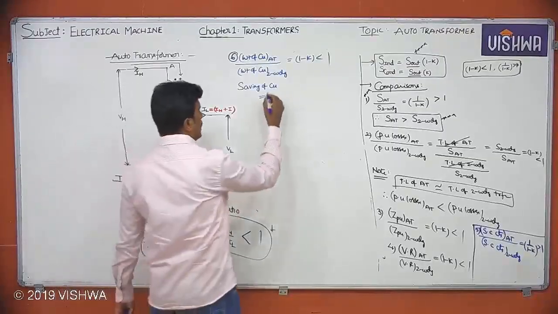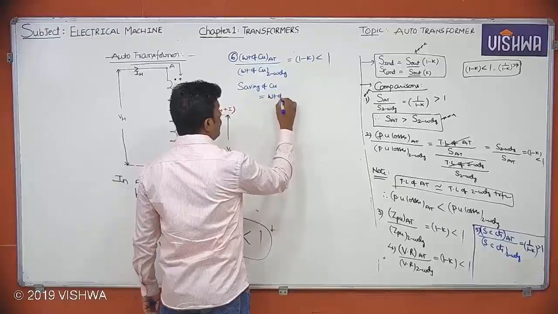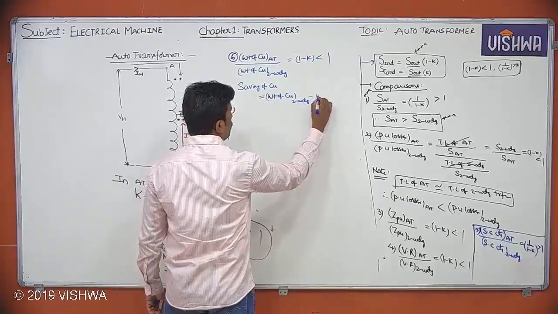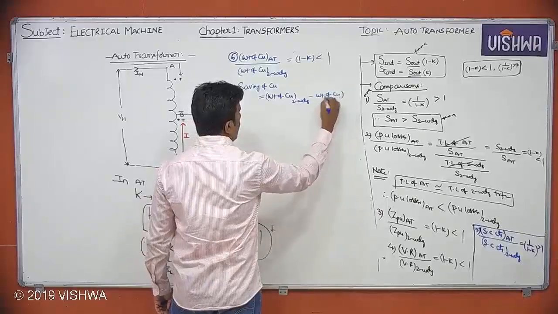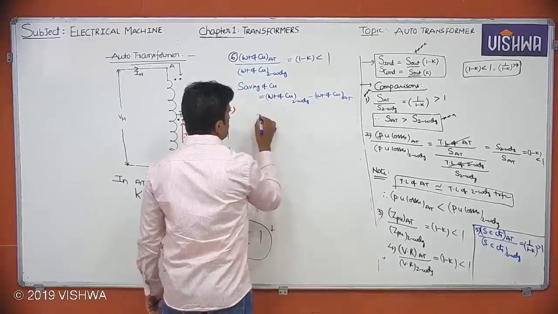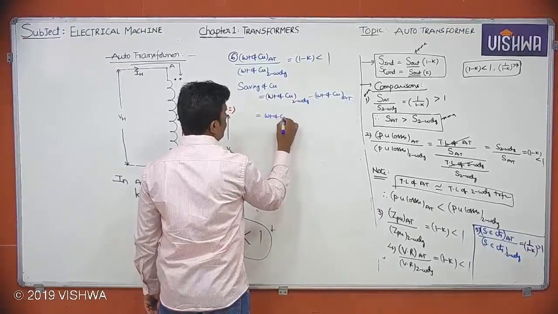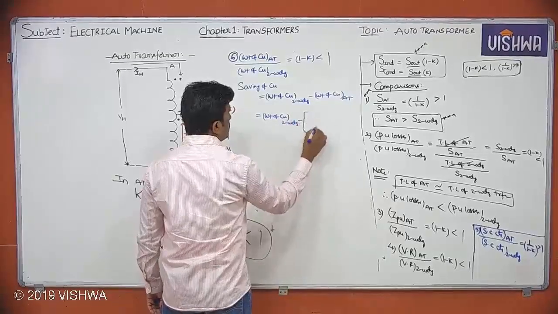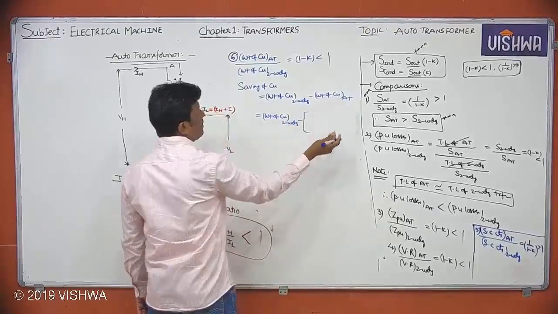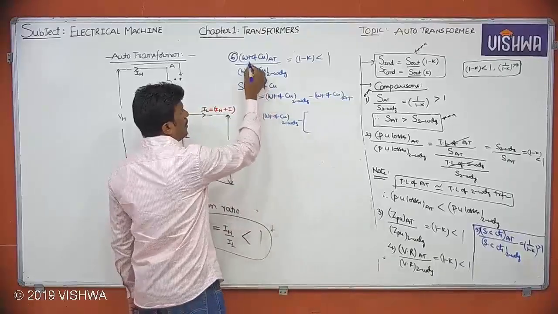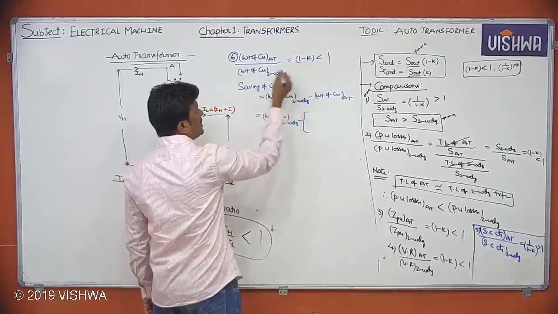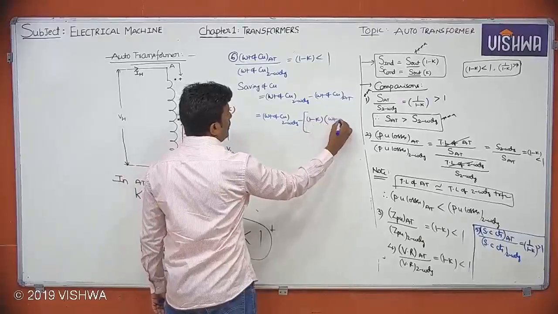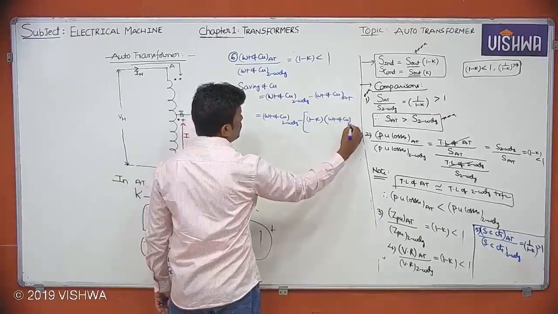So I can write simply here, saving of copper equals weight of copper of two-winding minus weight of copper of auto transformer. So weight of copper of two-winding minus, what is the formula of weight of copper of auto transformer in terms of two-winding weight? Weight of copper of auto equals 1 minus K times weight of copper of two-winding.